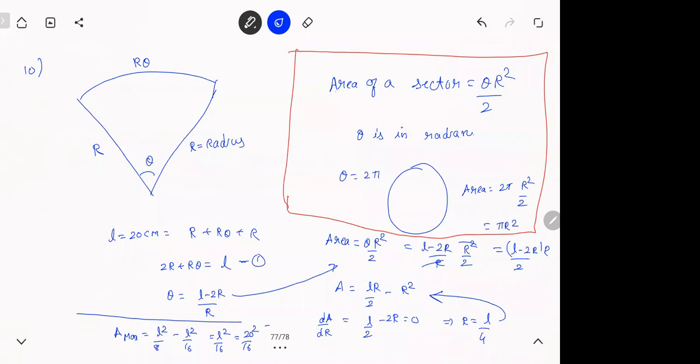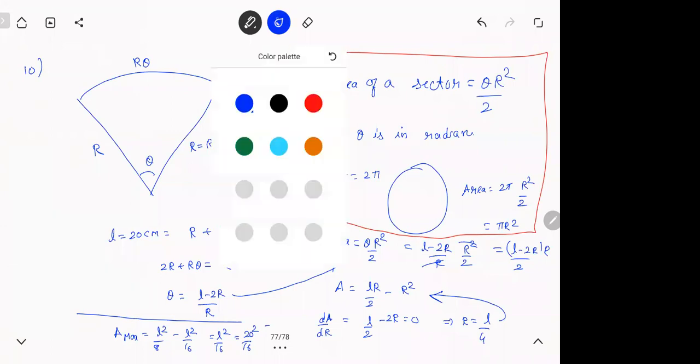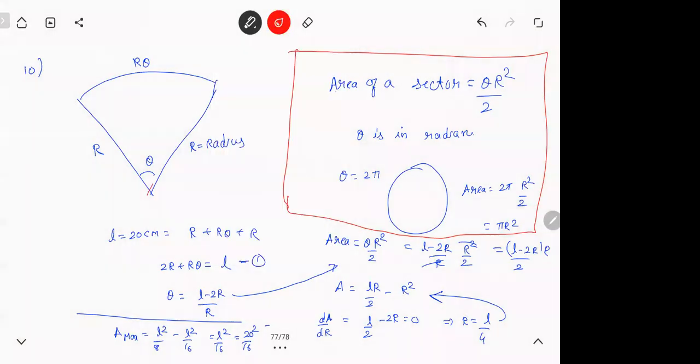Next thing, when you make a sector, what is given? The length of the wire is given. So the perimeter is constant. So what is the perimeter? 2 radius, this and this. There are 2 radius and 1 arc of the sector. This is the length, no?